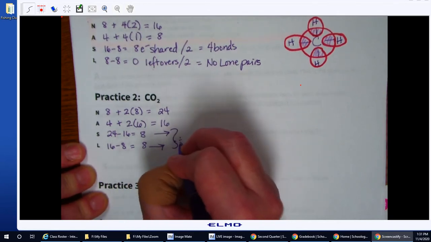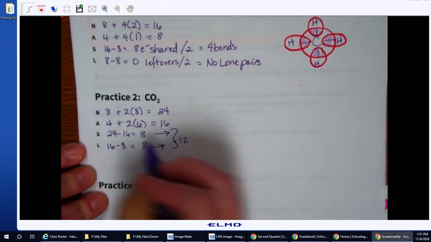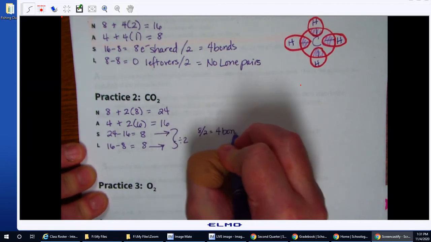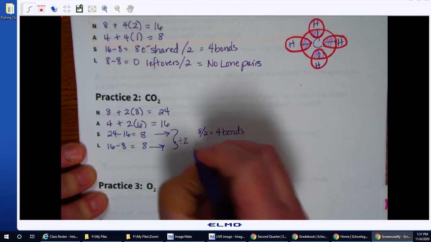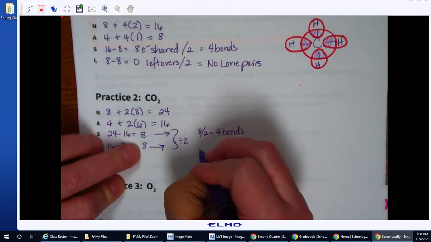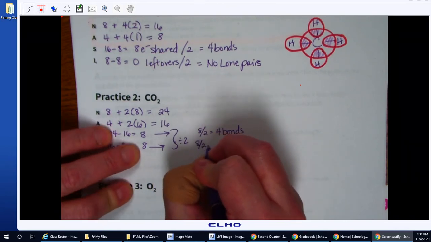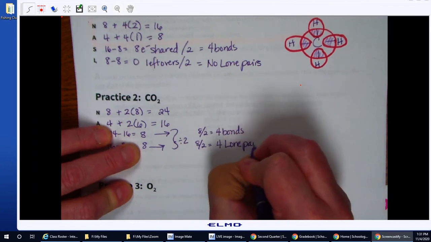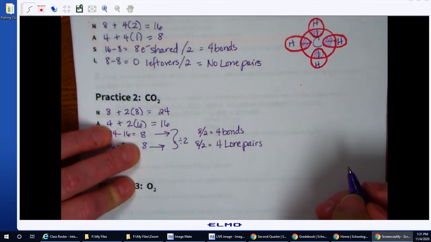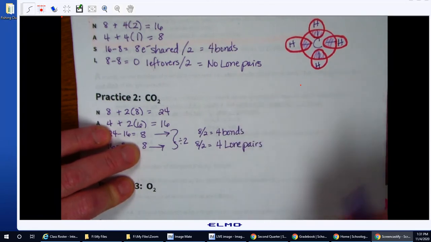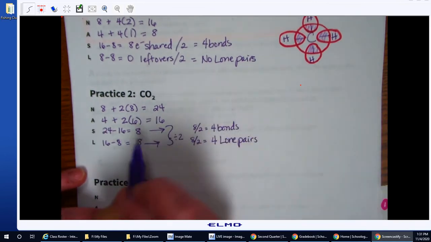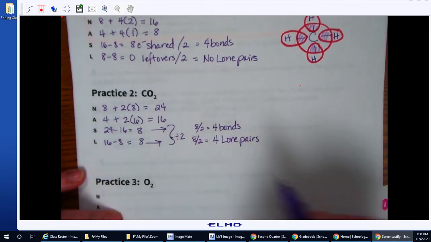Now, when I form a bond, I'm going to have to divide these by 2. So 8 divided by 2 equals 4 bonds. And 8 leftover electrons equals 4 lone pairs. Again, these electrons are always paired up when we put them around in the Lewis structure. It makes it easier to read them and to count them.